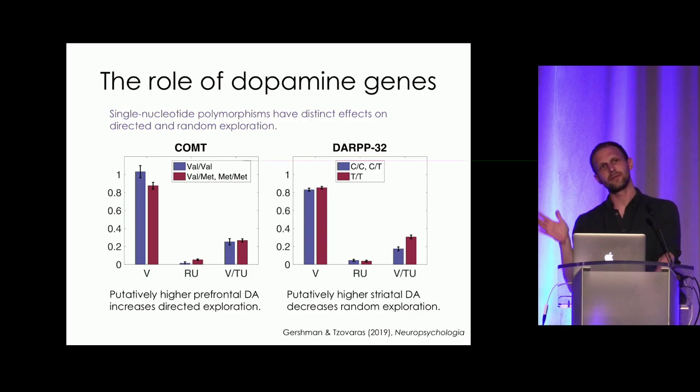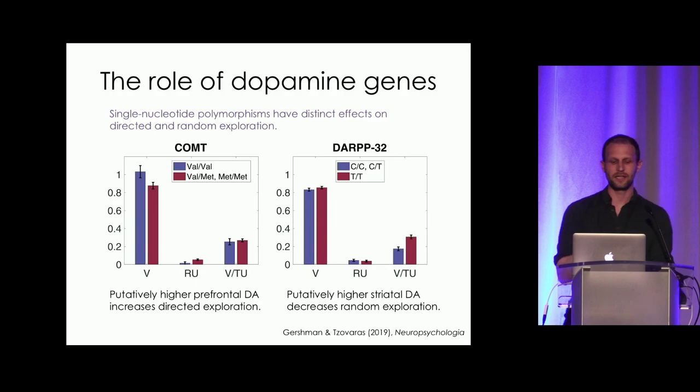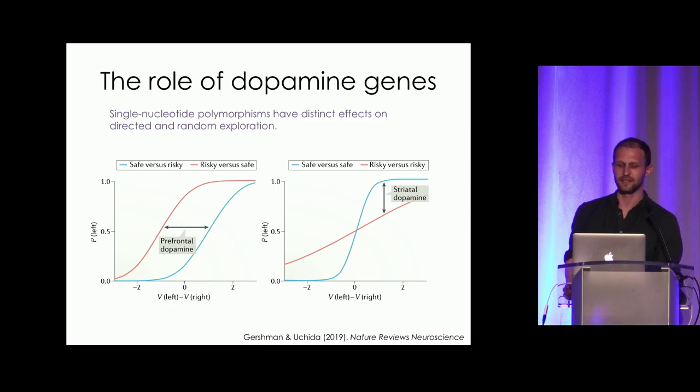And this is somewhat controversial, but the way that Michael Frank interprets these different polymorphisms is that COMT is relatively specific to prefrontal dopamine, and DARPP-32 is relatively specific to striatal dopamine. One can argue about that, but if you take that at face value, then the conclusion you would draw is that putatively higher prefrontal dopamine increases directed exploration, and putatively higher striatal dopamine decreases random exploration. So we can just schematize it this way, that prefrontal dopamine is putatively controlling the intercept, and striatal dopamine is putatively controlling the slope.